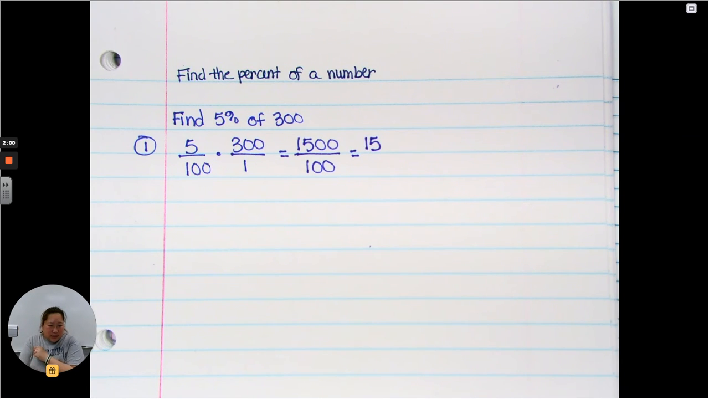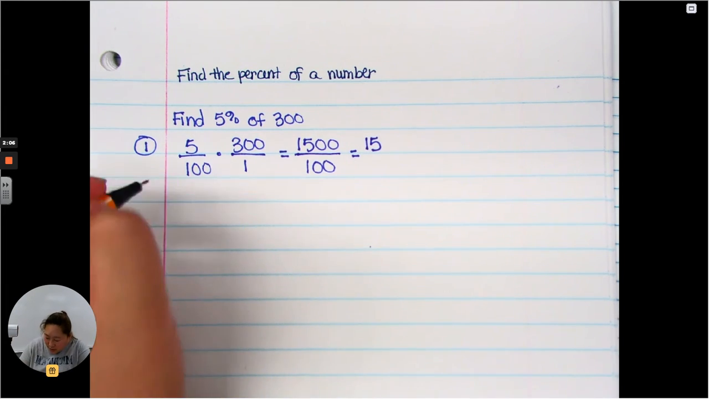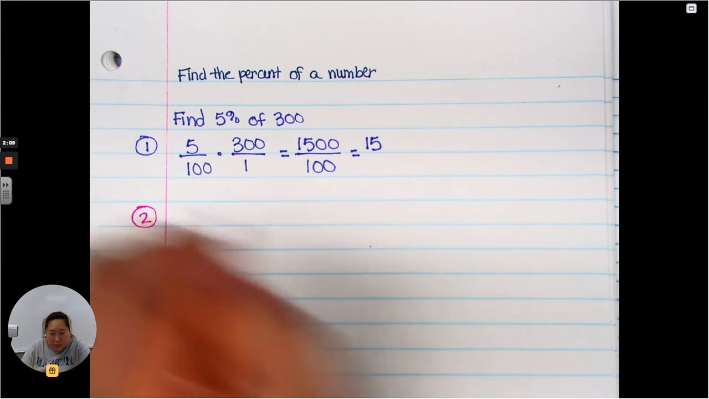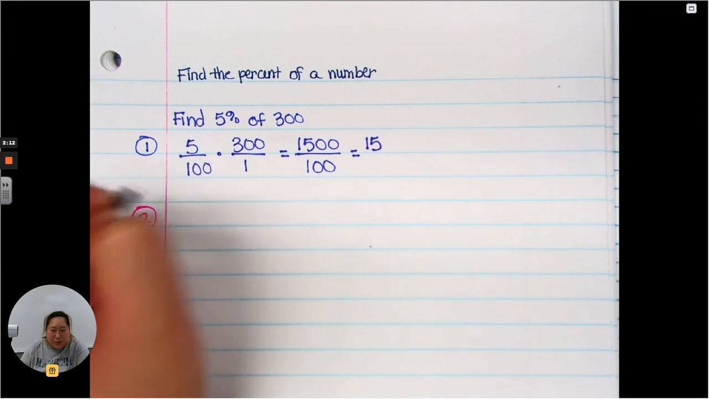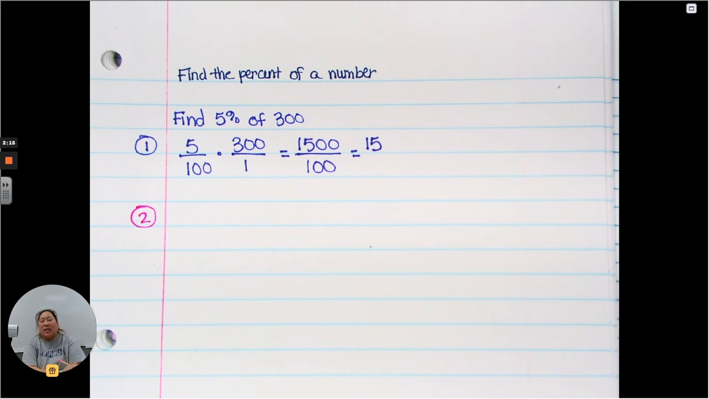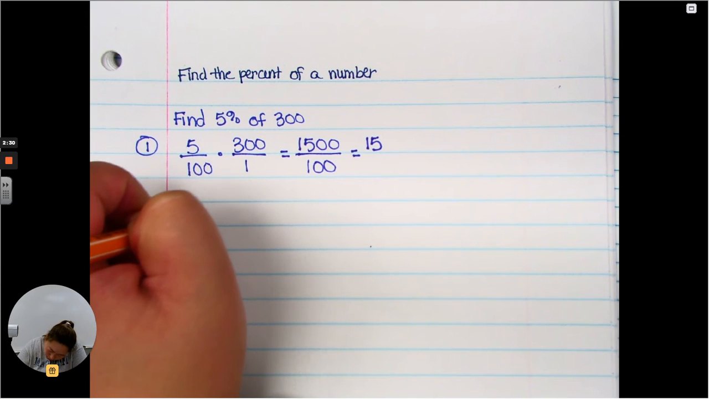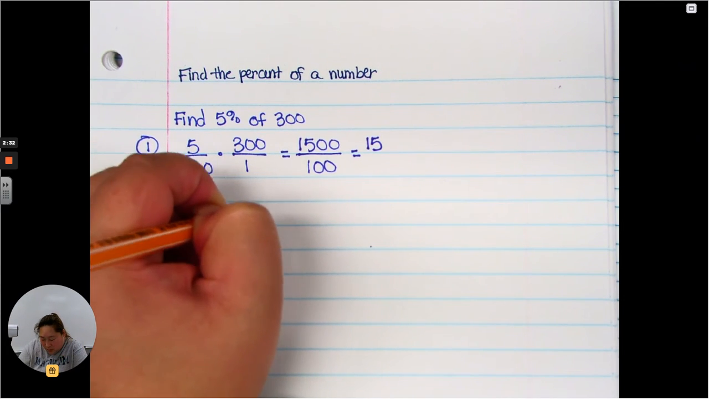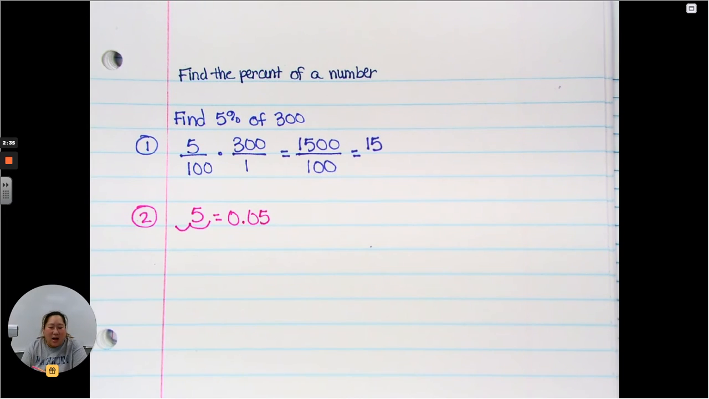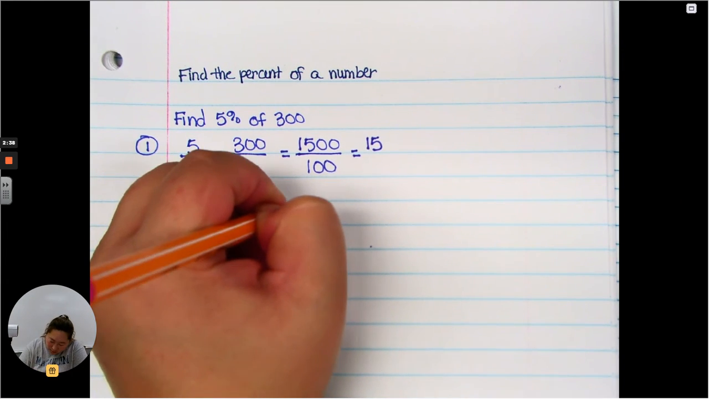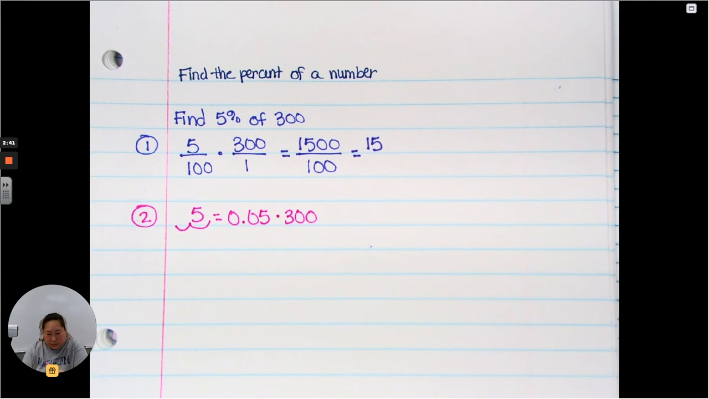Okay? Now, there is another way. So let me change this. The other way, so this is if you're doing it as a fraction. The other way, version 2, is if we take that 5% and we change it into a decimal. So remember how we were talking about going from a decimal to a percent, we move it 2 times to the right. To go backwards, we need to go 2 times to the left. So this 5 really becomes 0.05. That "of" does not change. It is still "of", so multiply by 300.